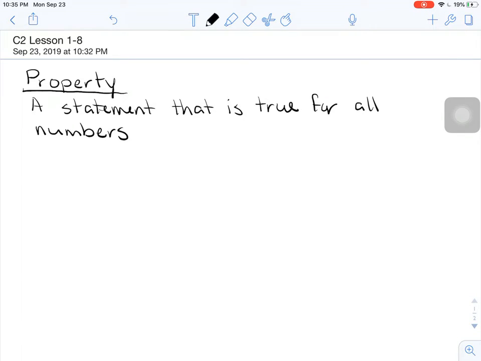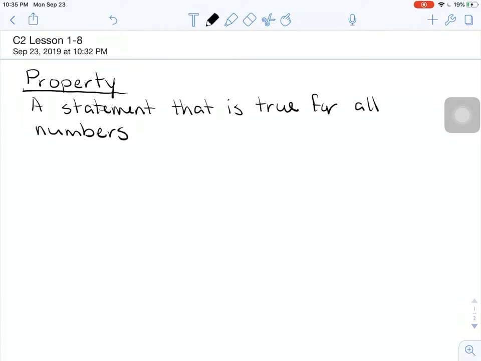In this lesson, we are going to learn a little bit about math properties. A property is a math statement that is true for all numbers. We already have talked a little bit about order of operations and the fact that order of operations is important because it tells us what order to do all math problems in. And that's important so that everybody solves problems the same way and gets consistent answers.